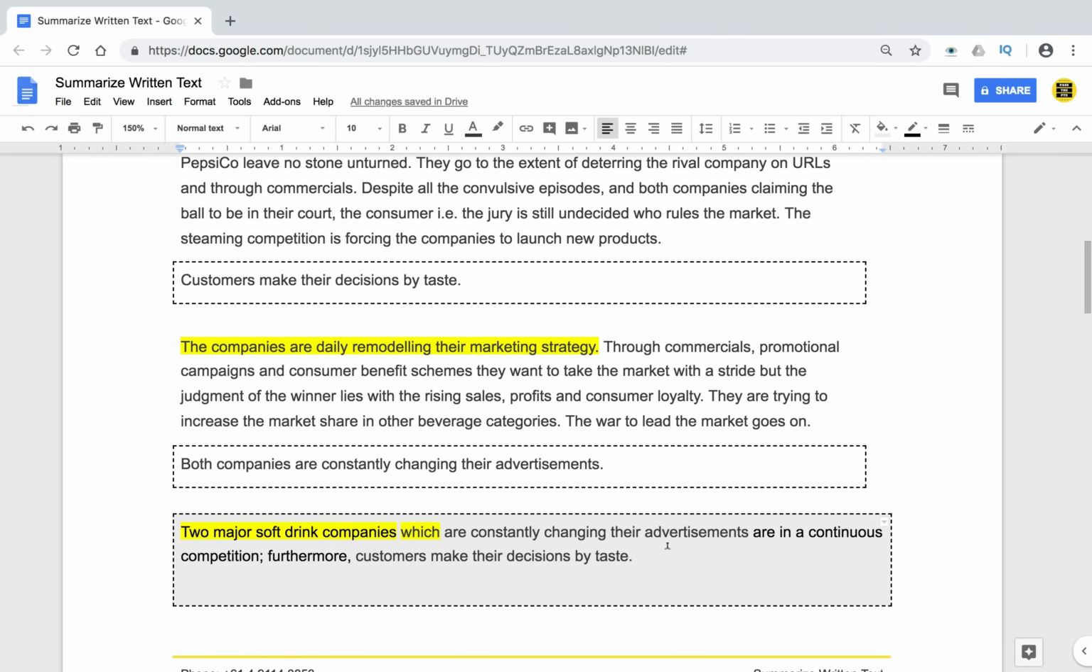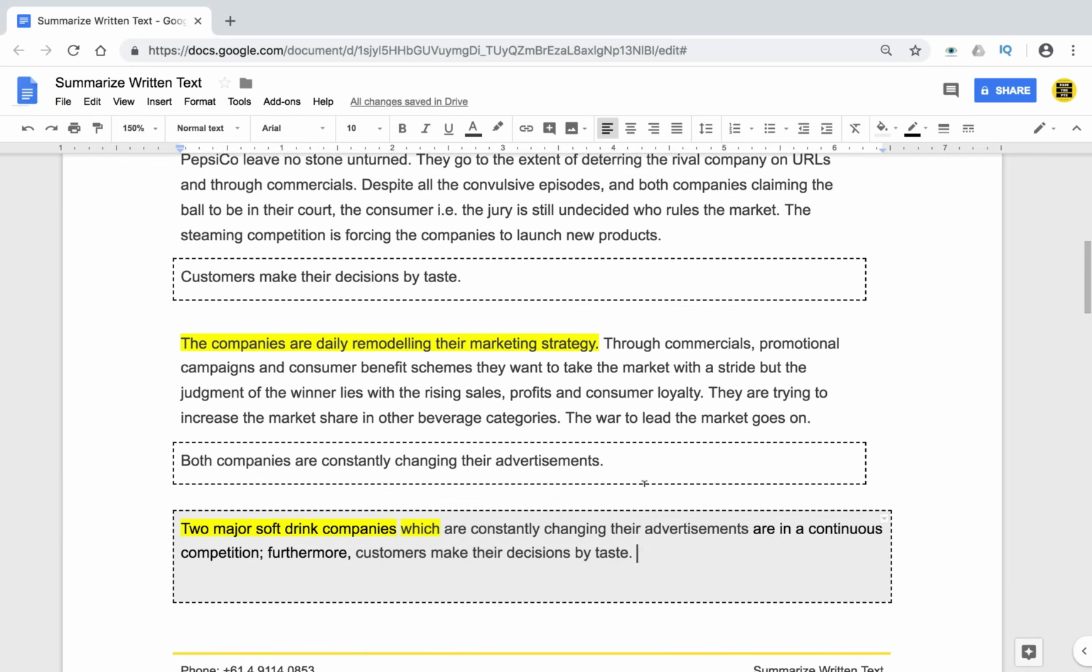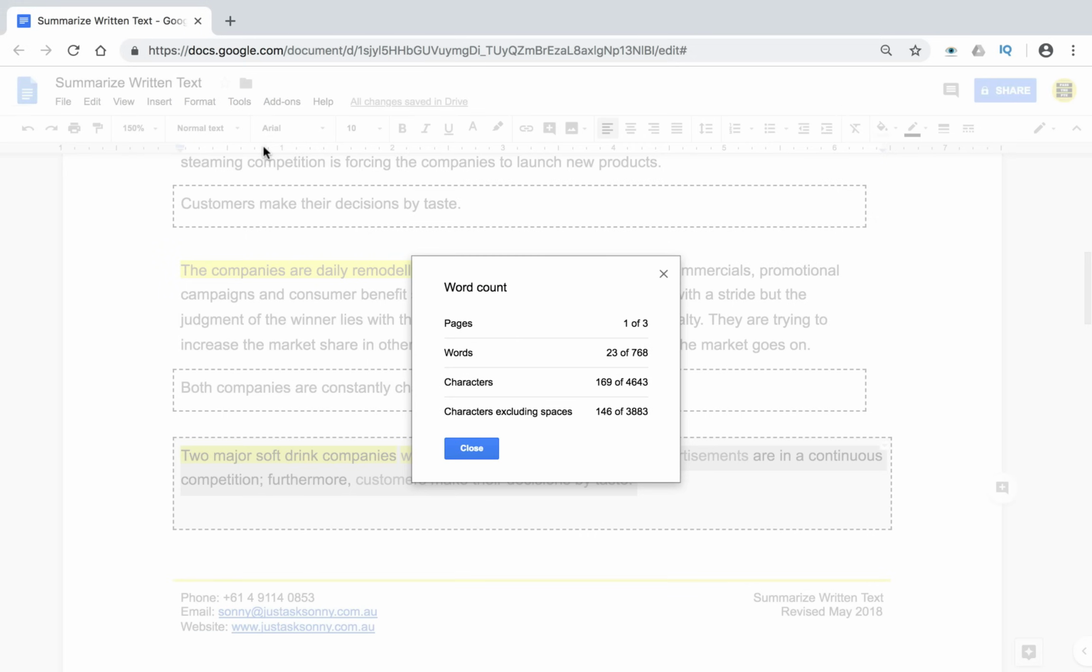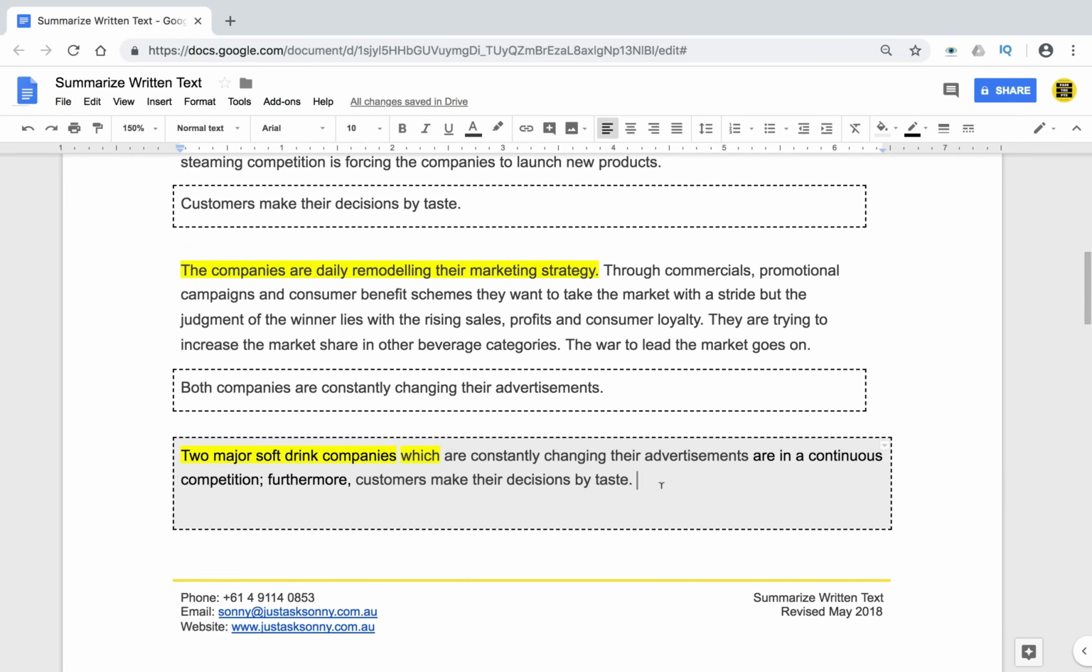And I'll read it for you. 2 major soft drink companies which are constantly changing their advertisements are in a continuous competition. Furthermore, customers make their decisions by taste. Okay, so this is what we have from the passage. And how many words do we have? We have 23. Okay, so we have 23 words and our goal was to have between 20 to 40. So when we use this method, we will hit that range between 20 to 40. You don't even need to count the words.